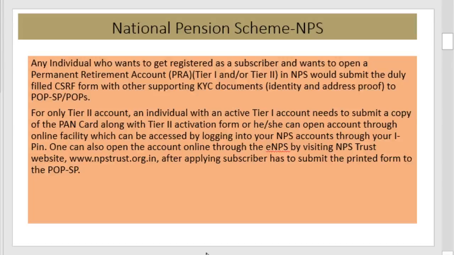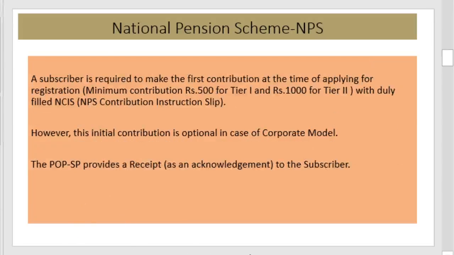After applying, the subscriber has to submit the printed form of the POP-SP. And a subscriber is required to make the first subscription at the time of applying for the registration. That is, the minimum contribution is 500 for Tier 1 and 1000 for Tier 2 with a duly filled National Pension Scheme Contribution Instruction Slip, that is NCIS. But the initial contribution is optional in the case of the corporate model.